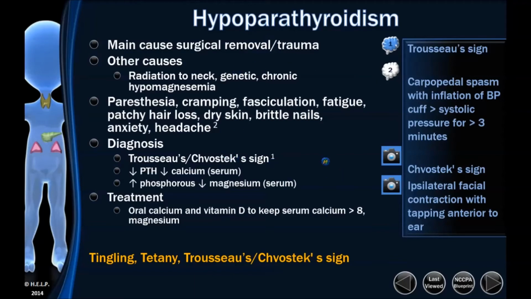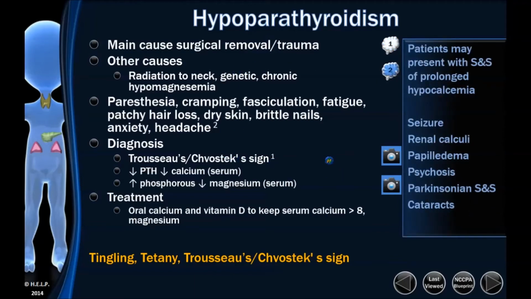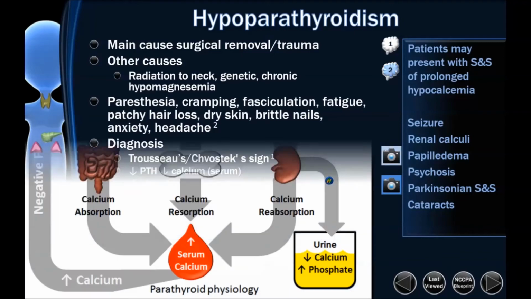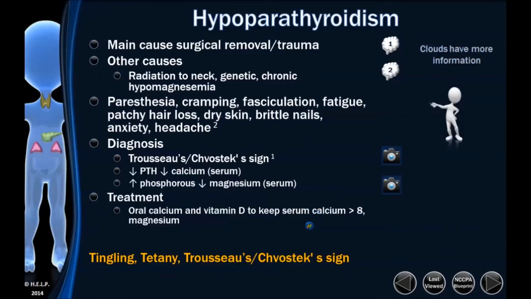Either way, we're going to look for treatment, which is the same, which is replacement of the calcium. Now, it's true, people who are significantly hypoparathyroid can be very, very sick, and we can see these type of symptoms here. We don't expect that, but you can put seizure together along with Parkinsonian symptoms in those cases. So again, our treatment is oral calcium and vitamin D to keep the serum calcium greater than 8. So remember, a serum calcium greater than 8 is your goal in treatment of hypoparathyroidism.